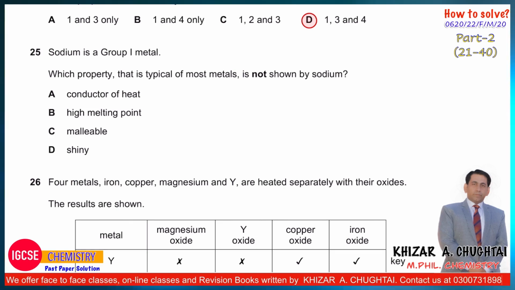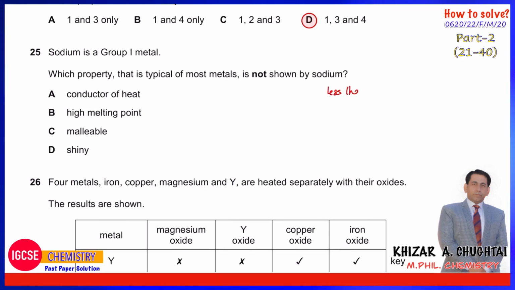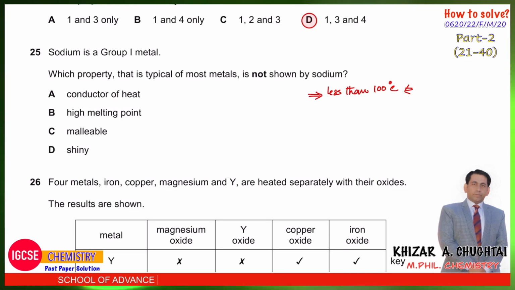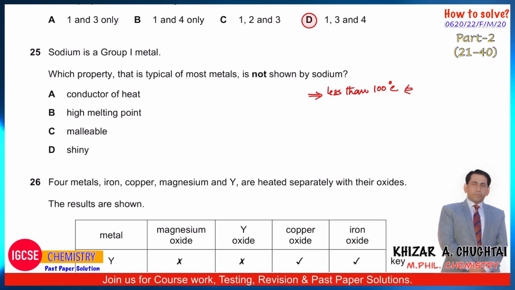Basically, you know that the group 1 metals have a melting point of less than 100 degrees Celsius. It is a fact that group 1 elements have a melting point less than 100 degrees Celsius. So they do not have a high melting point of more than 100 degrees Celsius. Option A once again.